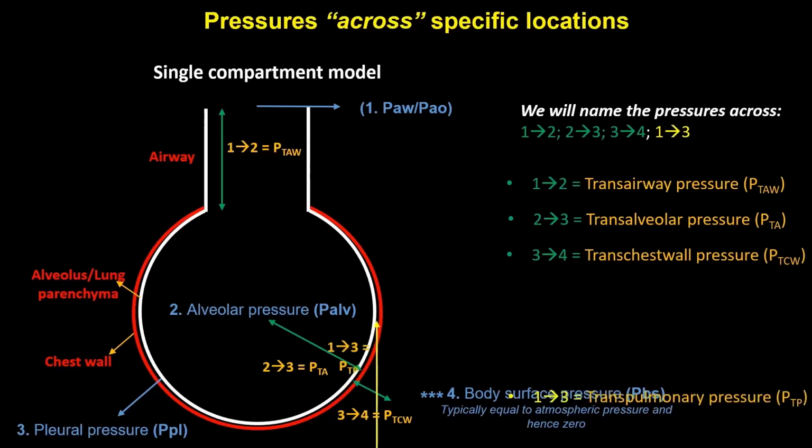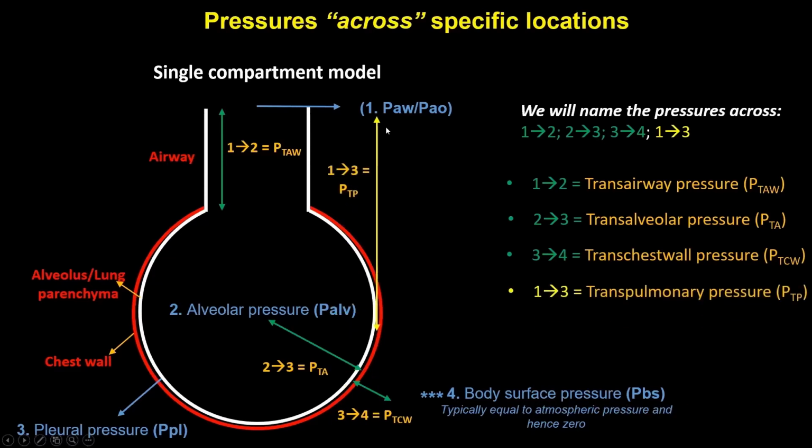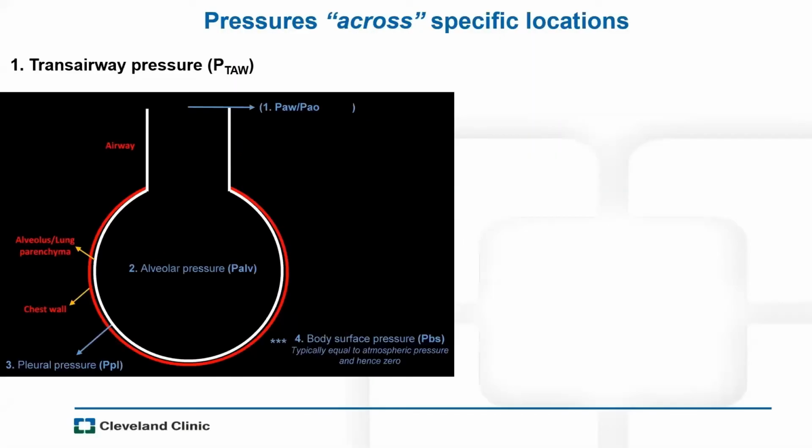The fourth one is a little bit tricky. So it's between 1 and 3, so airway pressure and pleural pressure. And this we call the transpulmonary pressure, because remember, when we talk about mechanics, the lung is both airways and the lung parenchyma. So the pressure across both airways and lung parenchyma is transpulmonary pressure. And we'll talk about all of these individually, but this is just to highlight the terminology. So we'll talk about this one by one.